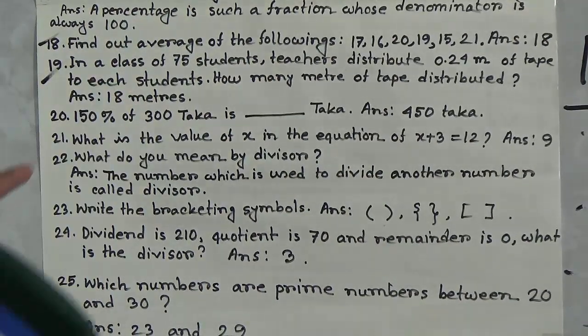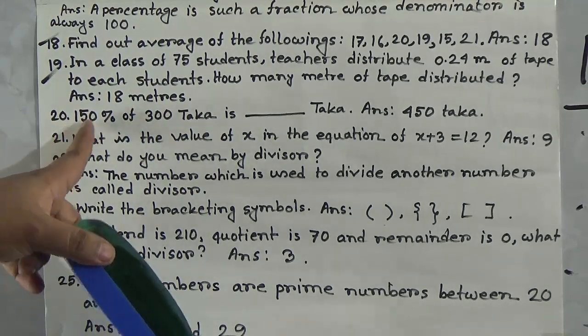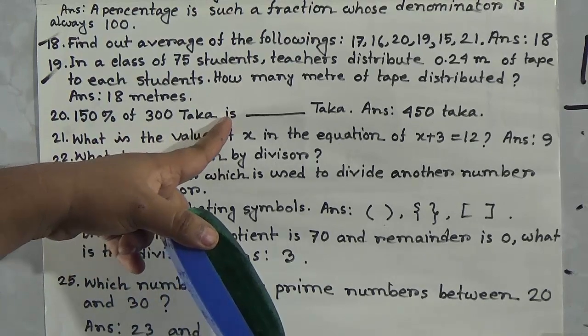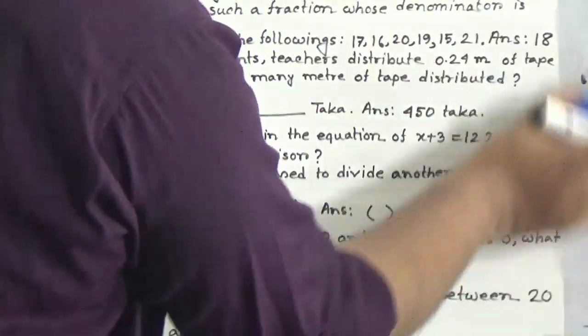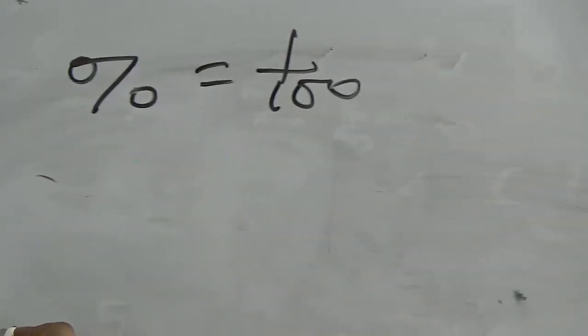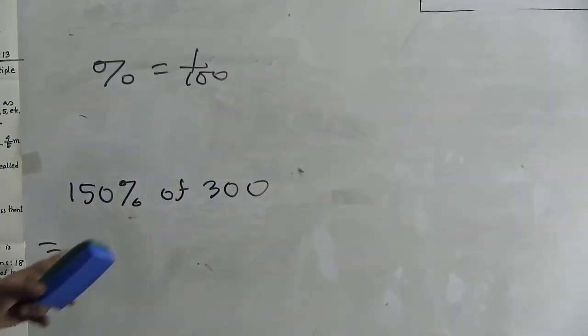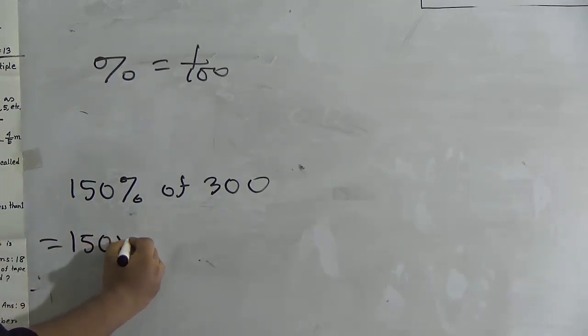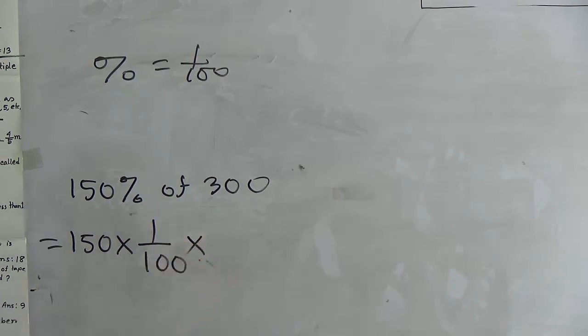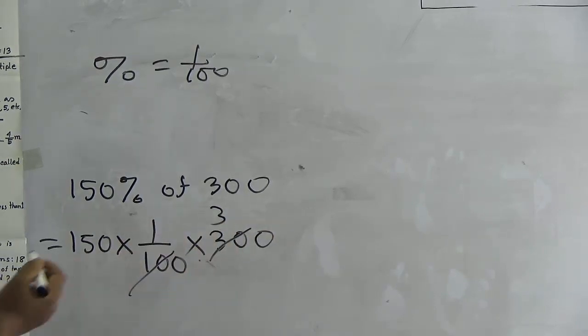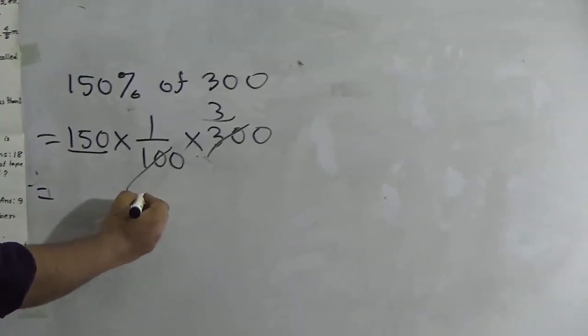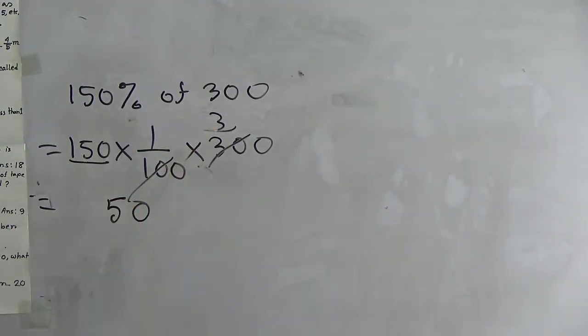Okay, 19 done. Now we find our next question. 150% of 300 taka is how many taka? We already know that percent means 1 by 100. So 150 multiplied by 1 by 100 of 300. Of means multiplication sign. In 300, 100 goes in 3 times. Now we multiply 150 with this 3. 3 zeros are 0, 3 fives are 15, carrying 1, 3 ones are 3 plus 1 is 4. That means 450 is the answer.